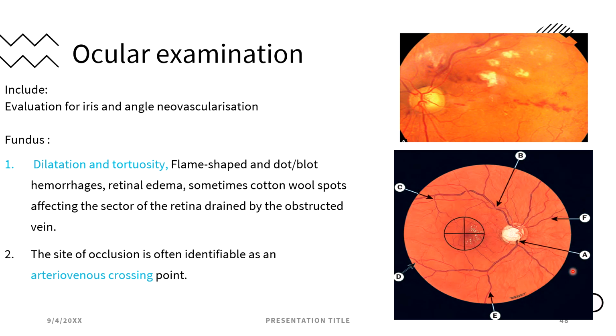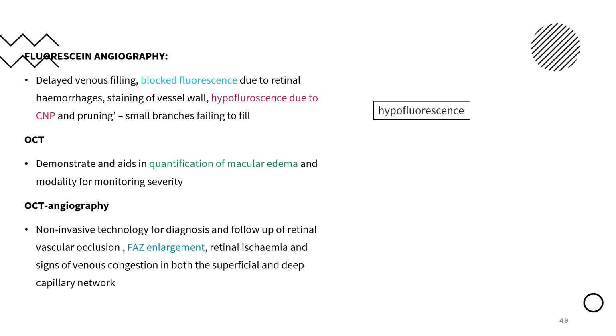In this picture, point A is at the disc, an AV crossing is present at B, and then the macular branch is at point C. D, E, and F are the peripheral points.